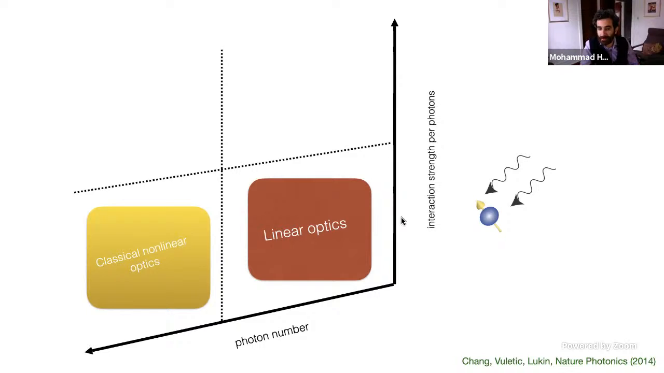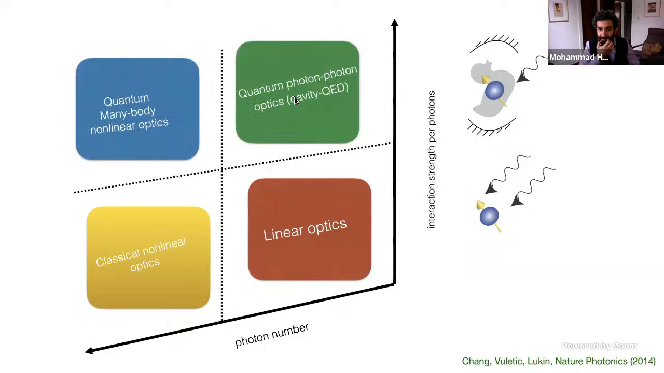So in free space, it's fixed. The strength of interaction per photon is just given by alpha. If you have a low number of photons and weak interaction, then you're in the regime of linear optics. If you have many photons, weak nonlinearity, you can be in the regime of classical nonlinear optics, like solitons, etc. Now, if you put your emitter inside the cavity, then the chance of interaction between a single photon and a single emitter is enhanced, and then you can effectively enhance the interaction strength per photon. Then you reach the regime of cavity-QED. You have strong photon-photon interaction, and that's where cavity-QED is located.